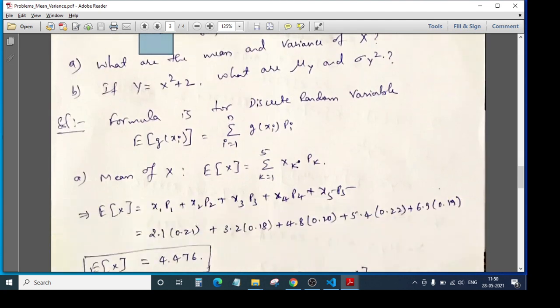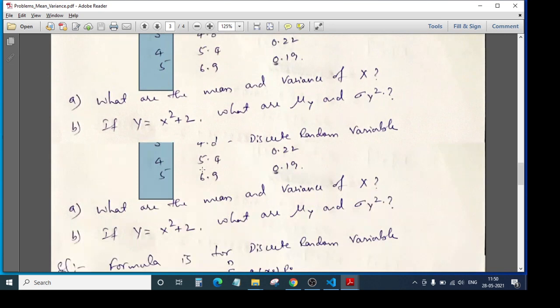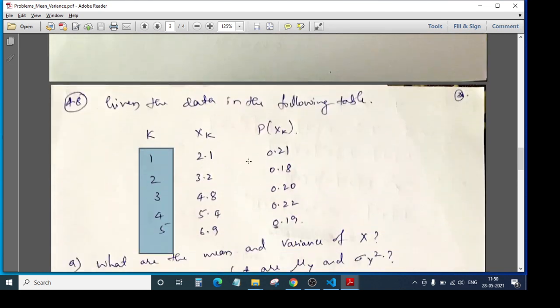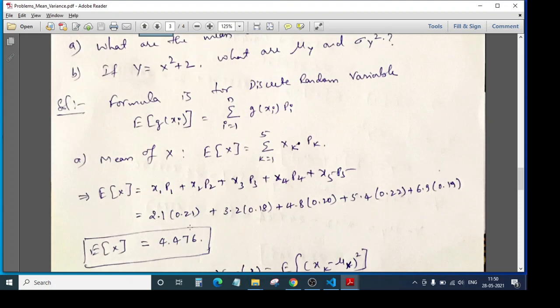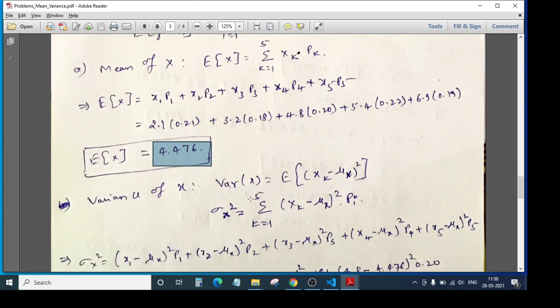So multiply both the values, that is x1 and p1, x2 p2, x3 p3. Here we have x1 p1, x2 p2, and so on. So very simple thing, multiply, and this is the answer you will be getting. Okay. So this is your mean of x.